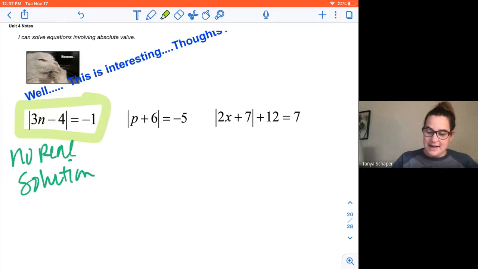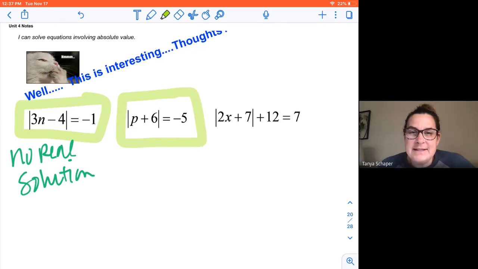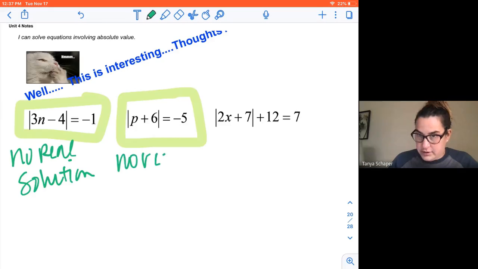So with this next absolute value problem, I have the absolute value of p plus 6 is equal to -5. You can't have an absolute value equal a negative number. So I'm going to say no real solution.